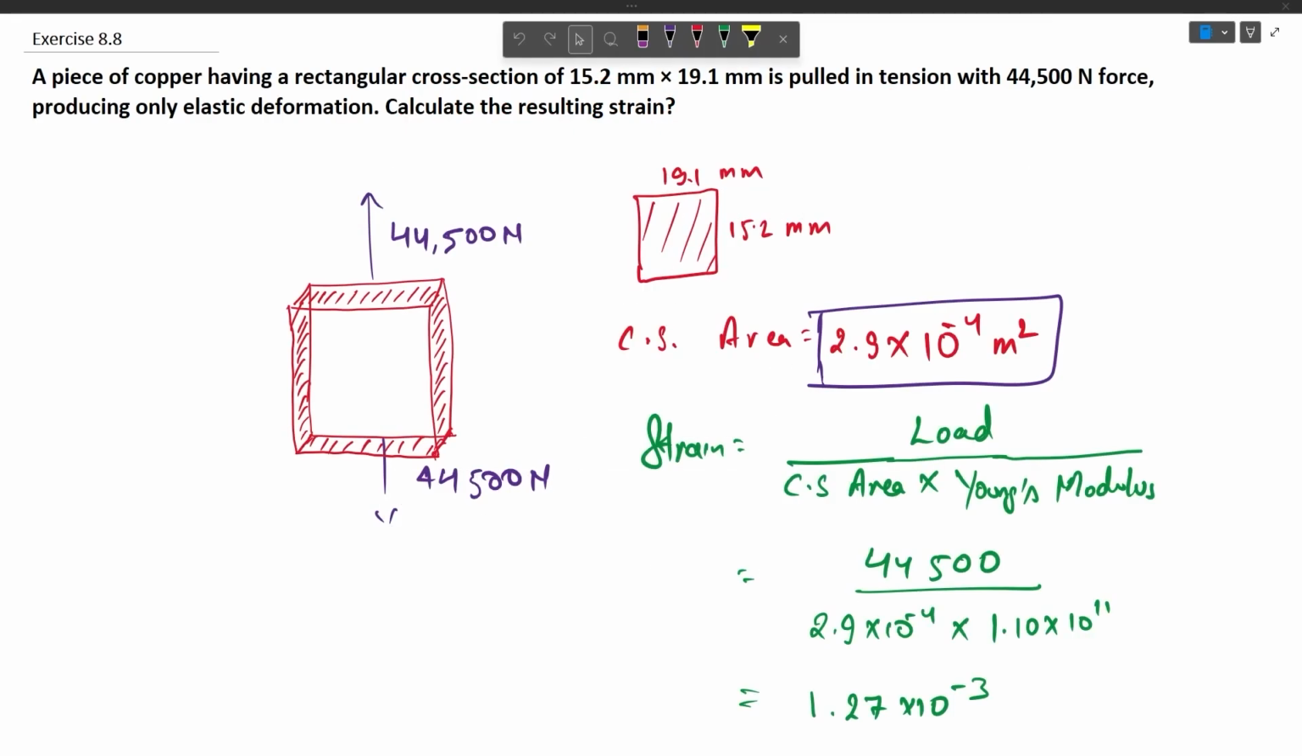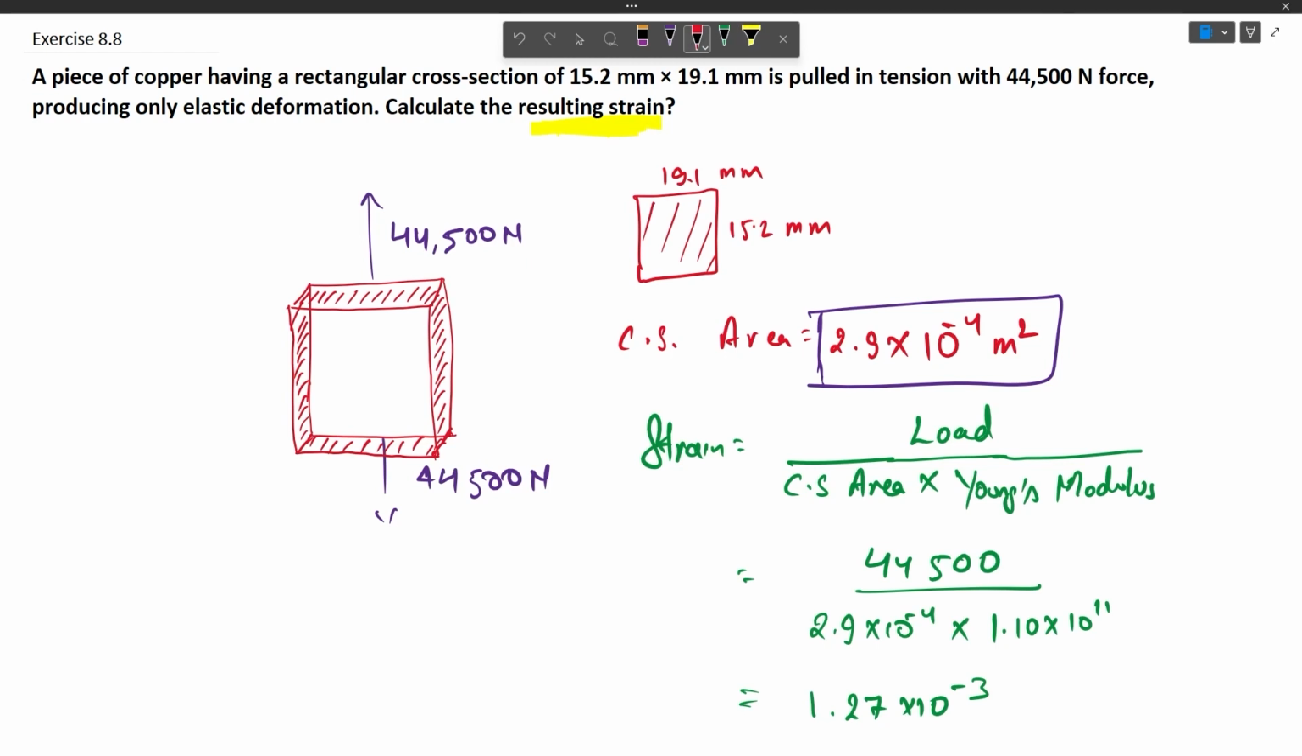The question says that a piece of copper having a rectangular cross section of 15.2 millimeter cross 19.1 millimeter is pulled in tension with 500 Newton force, producing only elastic deformation. Calculate the resulting strain. So the cross sectional area of this copper block is of 19.1 millimeter cross 15.2 millimeter. So we have to calculate that when it is pulled in tension, how much is the strain.